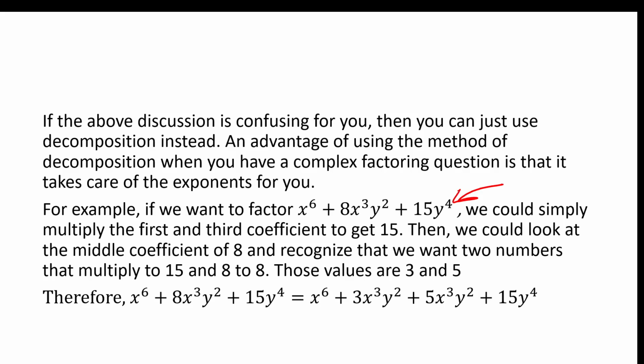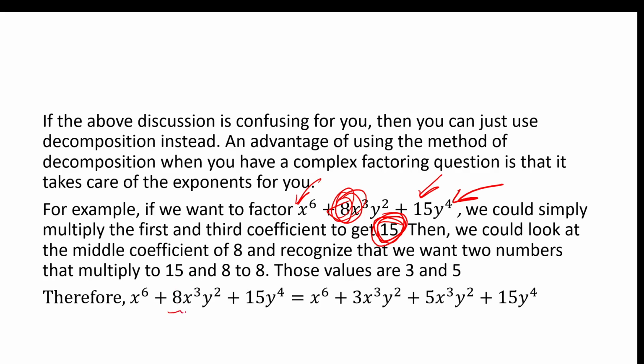And we say to ourselves, I didn't get that earlier discussion, but what I'm going to do is try to multiply the first and last coefficient. The first coefficient and the last coefficient multiplied give me 15. Then I'm going to look at the middle coefficient of 8, and try to come up with two numbers that multiply to 15 but add to 8. I say those numbers are 3 and 5.